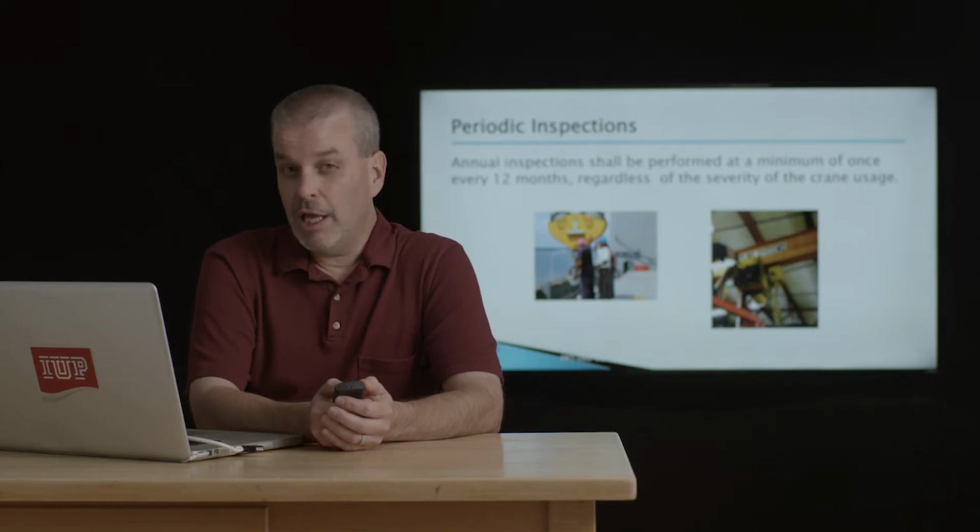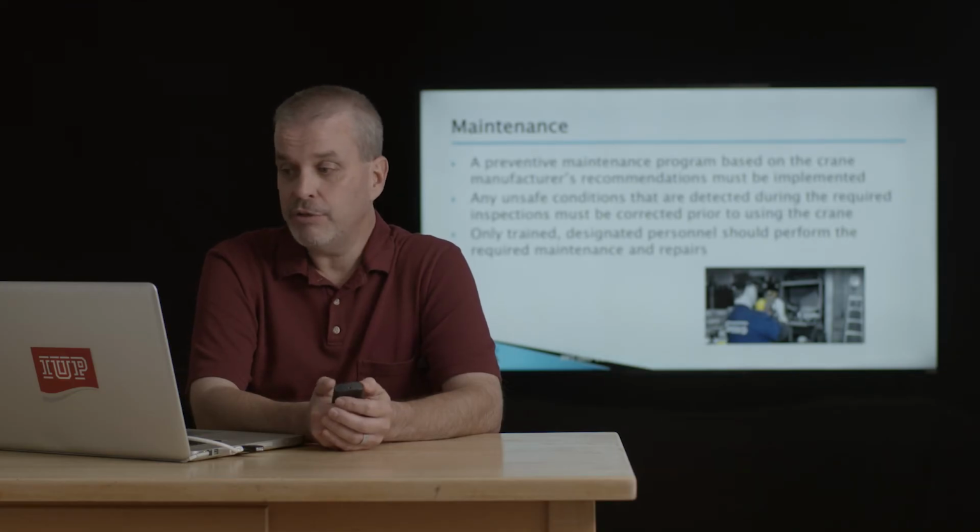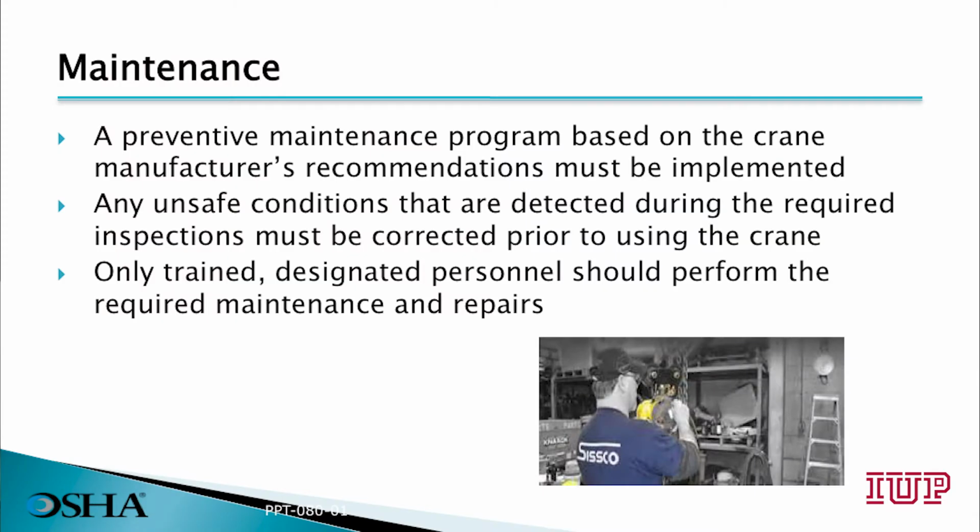Periodic inspections. Annual inspections shall be performed at a minimum of once every 12 months, regardless of the severity of the crane usage. Written reports need to contain deficiencies or damage to the crane that need to be corrected or repaired. Written reports shall be kept by a designated person on site at the company's presence so it's available upon request by any regulatory person or agency. A good preventative maintenance program based on the crane manufacturer's recommendations must be implemented. Any unsafe conditions that are detected during the inspections must be corrected prior to using the crane again.